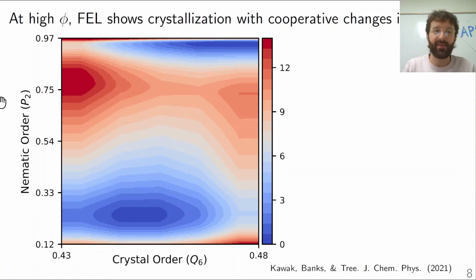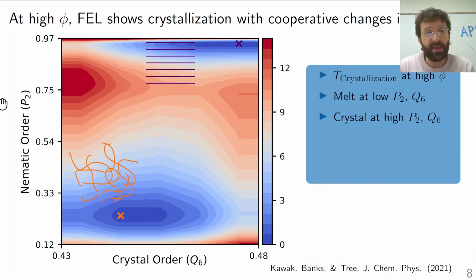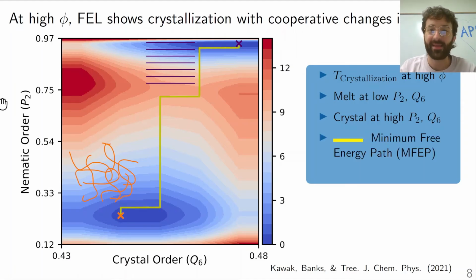Now at high density, again the same system, at a higher density, we are looking at a very different free energy landscape. And in this free energy landscape, we have coexistence between a state at low Q6, low P2, and high P2, high Q6. And the state that is at low P2, low Q6, of course, is the melt, as we have already determined. But the state at high P2, high nematic order, and high crystalline order is the crystal state. So therefore, this is T_crystallization, and we are looking at T_crystallization at high density.